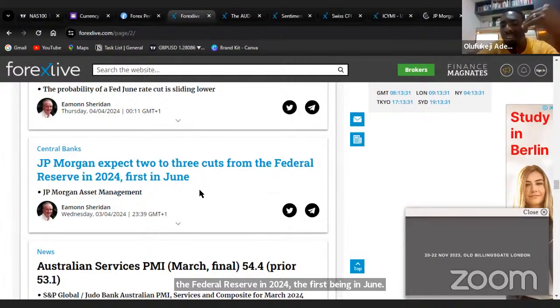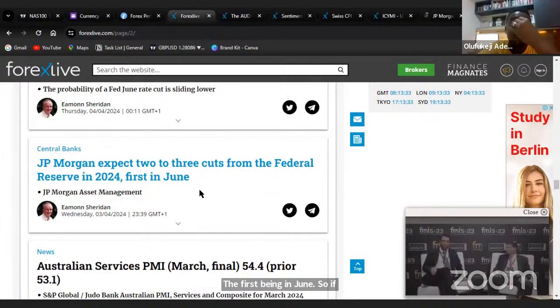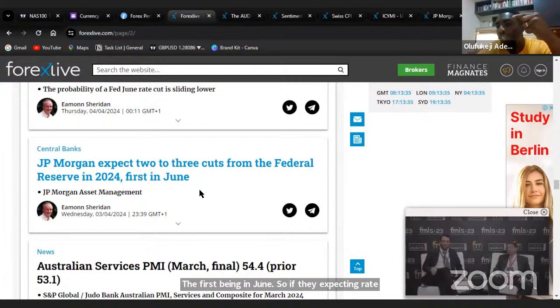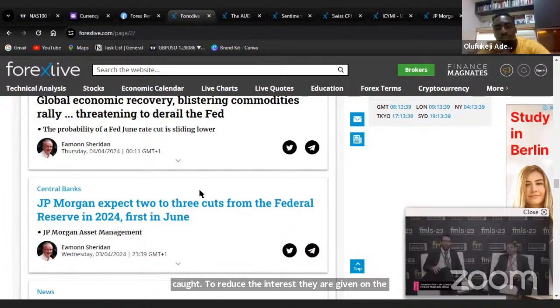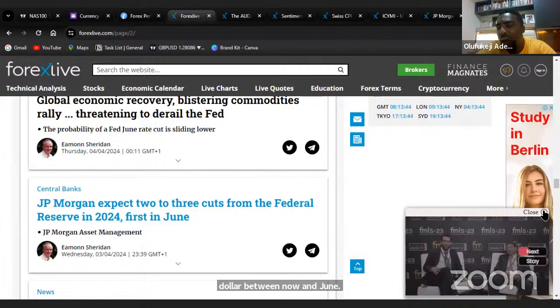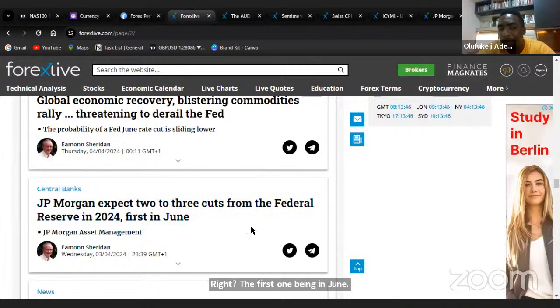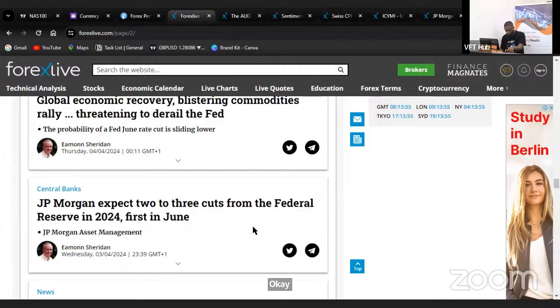So if they are expecting rate cuts to reduce the interest they are giving on the dollar between now and June, right? The first one being in June, what do you think will happen to the dollar? If they're going to reduce the interest that they are offering on the dollar, what do you think will happen to the dollar? Dollar will go down.